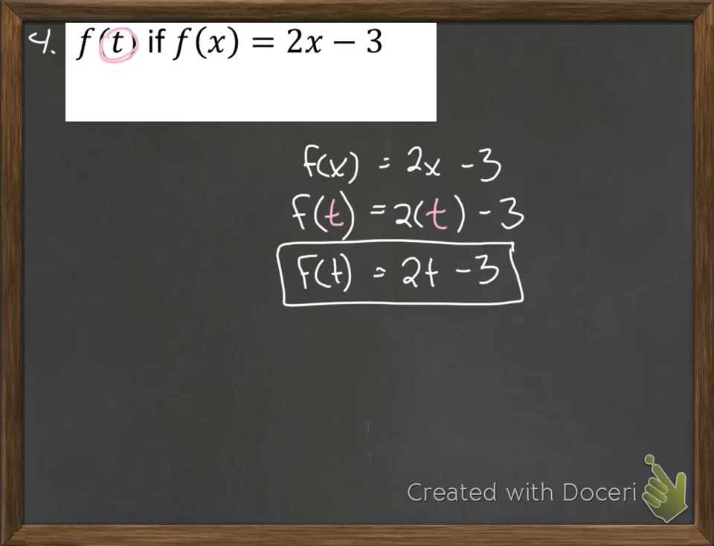And if you had to write it as an ordered pair, you could say that your x value is t and your y value is 2t minus 3, if you wanted to do that. But again, this is fine for a final answer. All right, let's do another one.